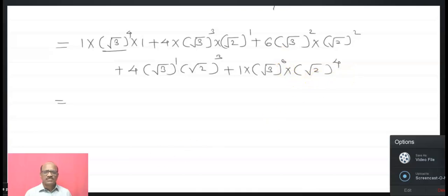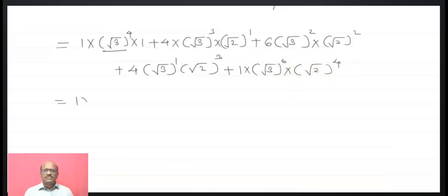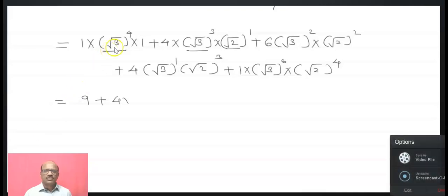Now next we evaluate this. Again see this here, root 3 raised to 4 means root 3 into root 3 into root 3 into root 3, that is 4 times. Root 3 into root 3 is 3 and again second pair, root 3 into root 3 is 3, 3 into 3 is 9, here is a 9. Next root 3 raised to 3, then it becomes root 3 into root 3 into root 3. Root 3 into root 3 is 3, 3 root 3 into root 2.